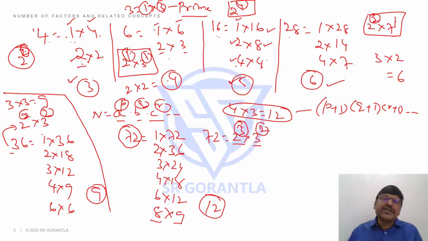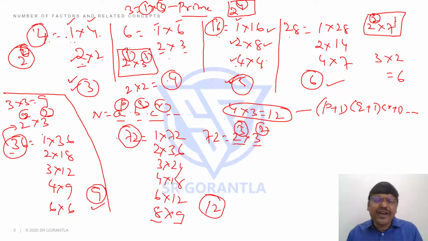A few more observations, students, before we go to the next slide. Students, if you see, when the number is a perfect square, 4, 16, 36, what is the number of factors you are getting? 3, 5, 9, that is an odd number of factors. When the given number is a perfect square, the number of factors will be odd.